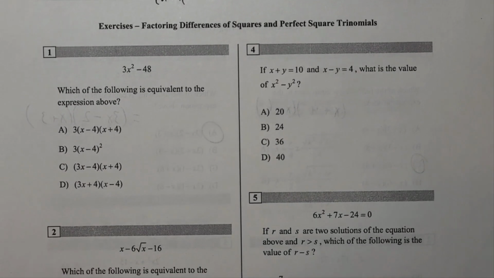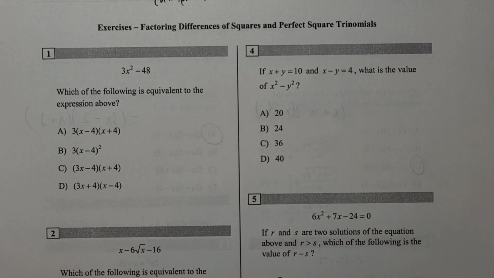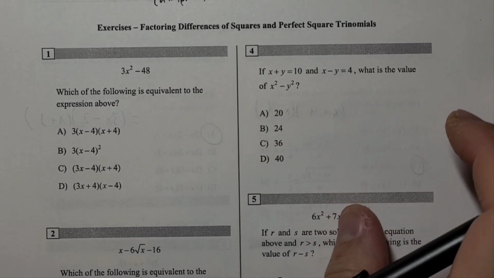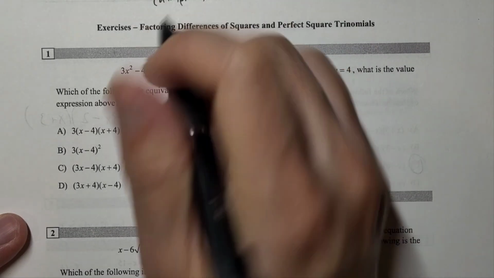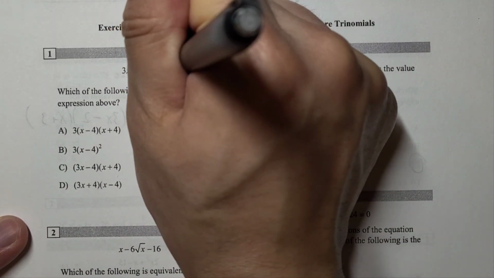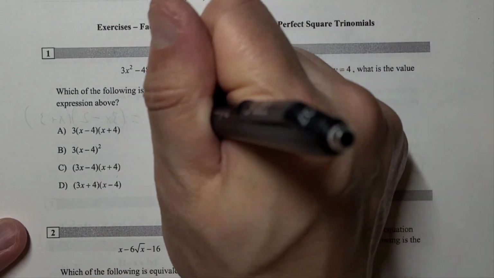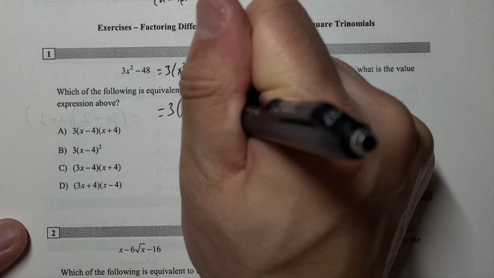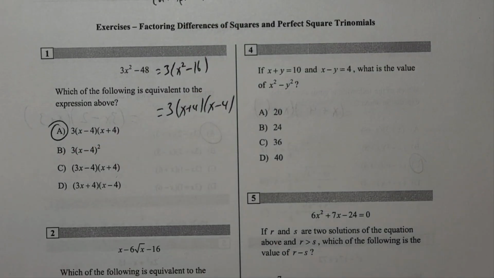Okay, let's begin. Number 1, which of the following is equivalent to the expression above? So go ahead and do this first. Again, these problems should be quick. Factoring should be a piece of cake when you take the SAT exam. Okay, so how do we do this? Well, we can first factor out the 3, it looks like, right? Because this would be 3 times x squared minus 16. And then that would be 3, this is the difference of two squares, (x + 4)(x - 4). So that is choice A, it looks like.